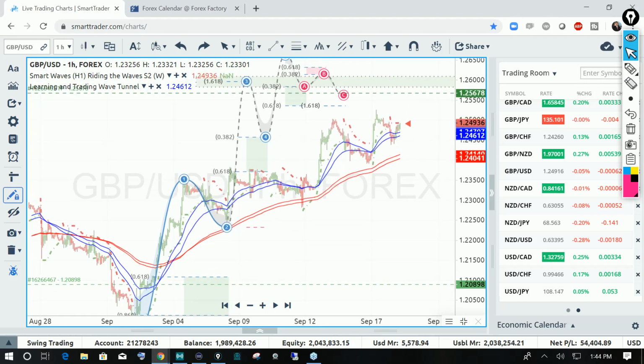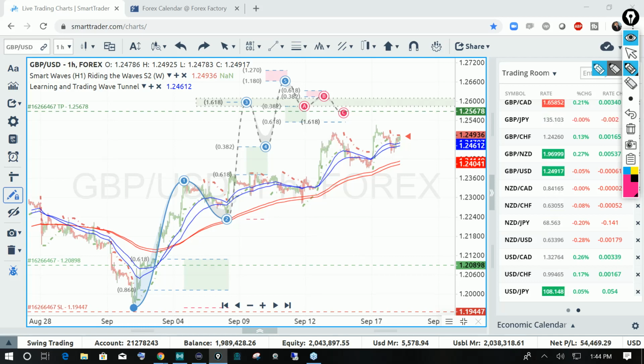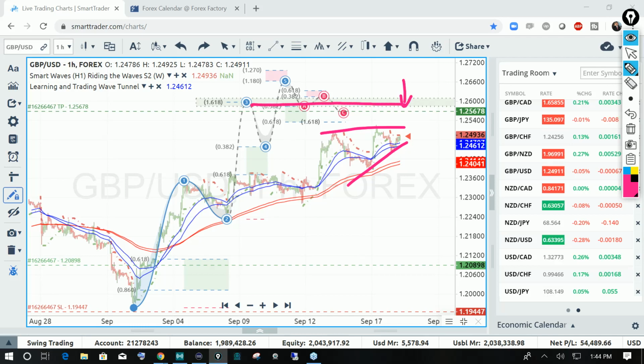And on the 1 hour right here, I still see that there is still some movement to the upside. Even though we've got that pattern on the daily, we still see some price movement, or at least some momentum to the upside, that could take us up to around 126. At 126, we could see some resistance.